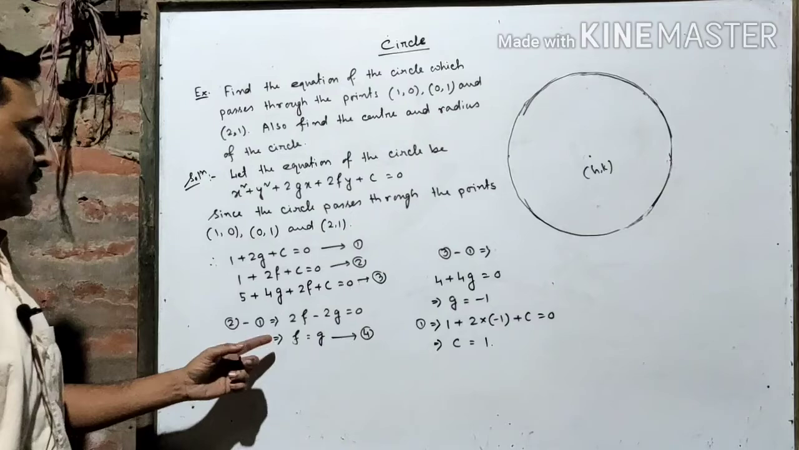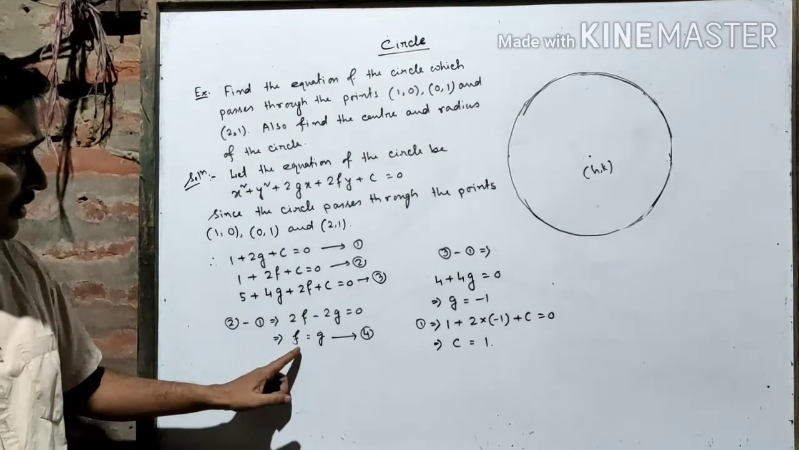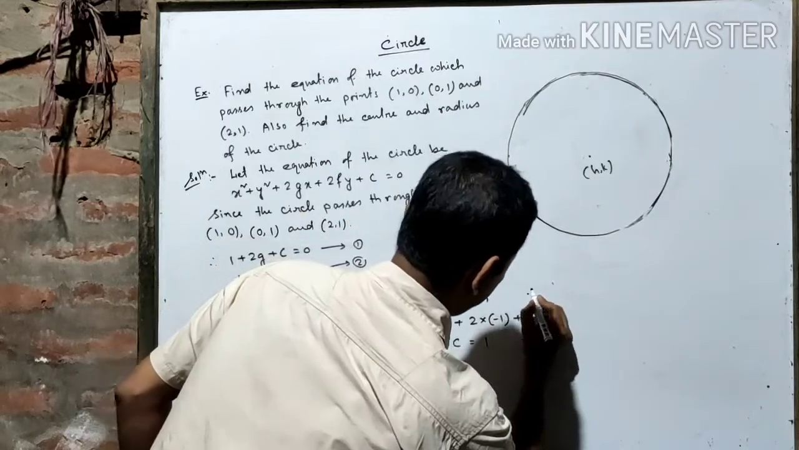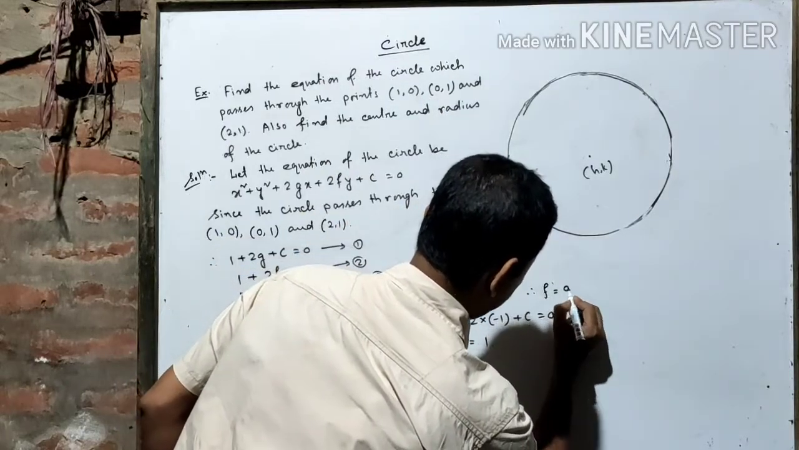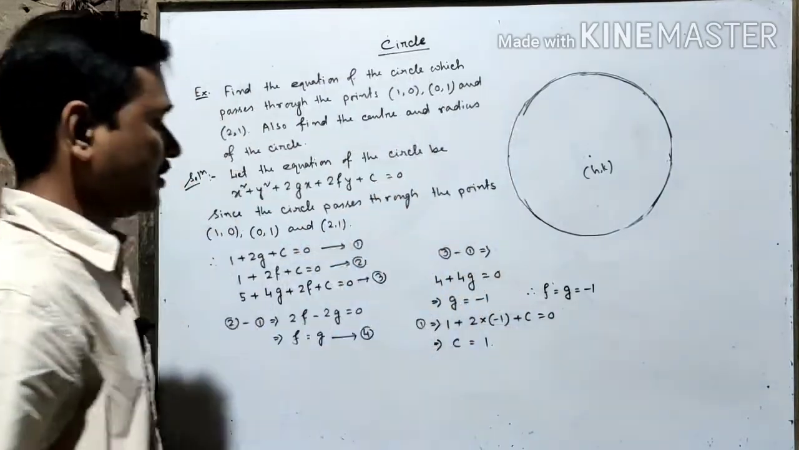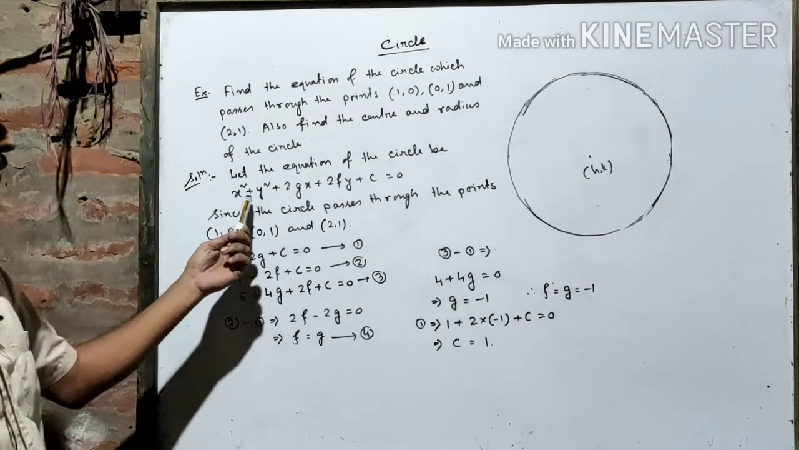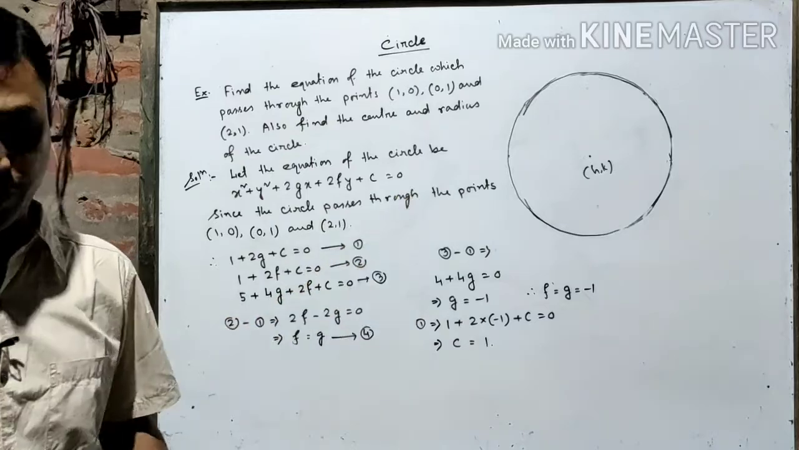Thus we get g is equal to minus 1, c is equal to 1. Therefore here we write f is equal to g is equal to minus 1. Now f is minus 1, g is minus 1 and c is 1. Putting these values here, we get the equation of the circle.